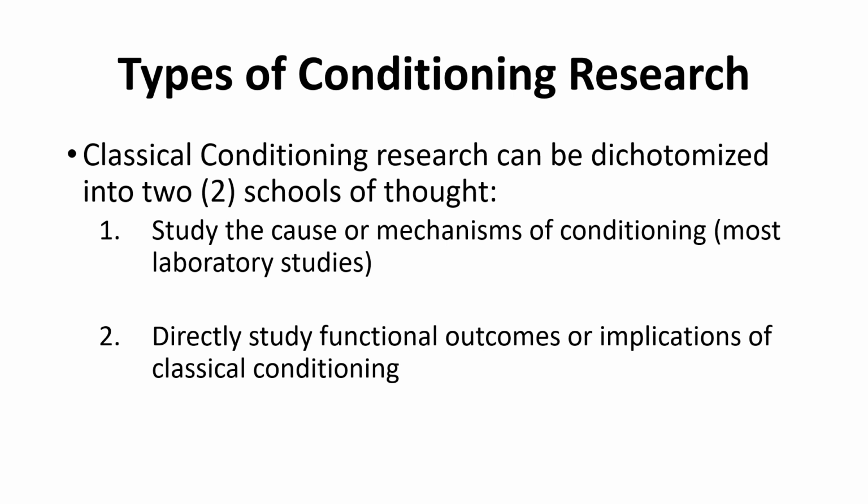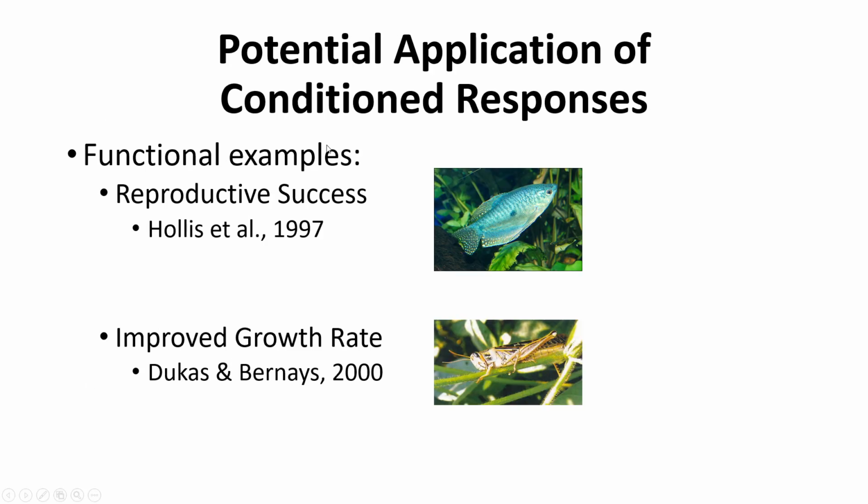And so for the next bunch of slides, we're actually going to talk about two studies, two actual experiments that have been conducted that tried to look at functional outcomes. And so our functional examples are these two studies here. The first, looking at reproductive success. This was conducted by Hollis and colleagues back in '97. And then we're going to look at a study looking at growth rate in grasshoppers, by Dukas and Bernays in 2000. And both of these studies are going to allow us to ask if there's an adaptive or functional value to conditioning.